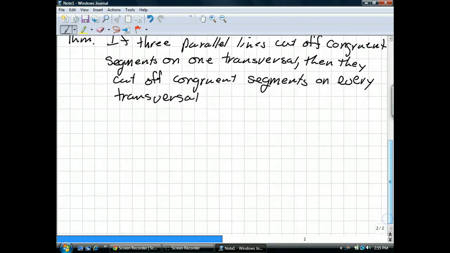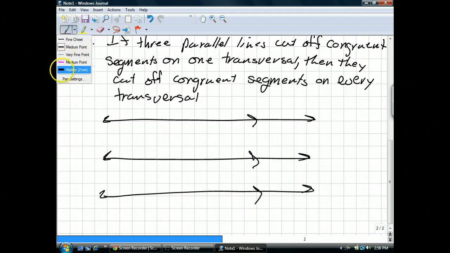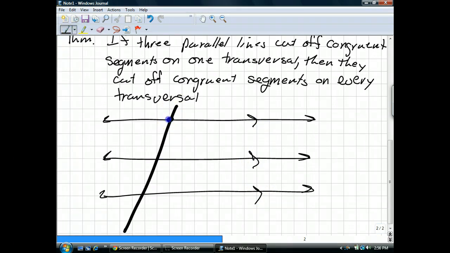Okay, so here's what it's saying. We have three lines that are parallel to each other. So these are all parallel to each other. And we have one transversal. Notice that this intersects at 3 points, A, B, and C. And so if we know that AB is congruent to BC, if that is true, then any transversal that we put through the three lines, that means that those segments have to be congruent to each other.